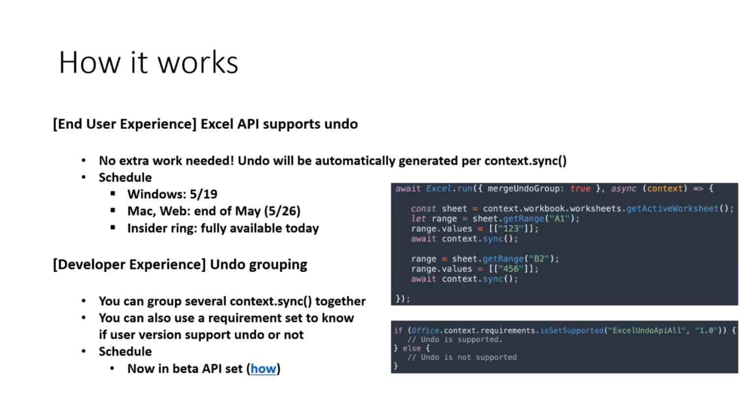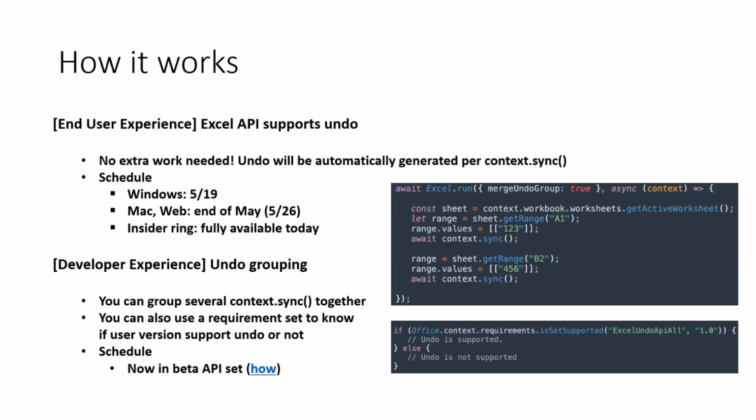Another thing we're going to ship along with this capability is the requirement set. We're introducing this because we know some of our partners, while waiting for our undo capabilities, also built their own undo capability. So it will definitely introduce a very weird situation. Right now you have Microsoft undo and the add-in undo.